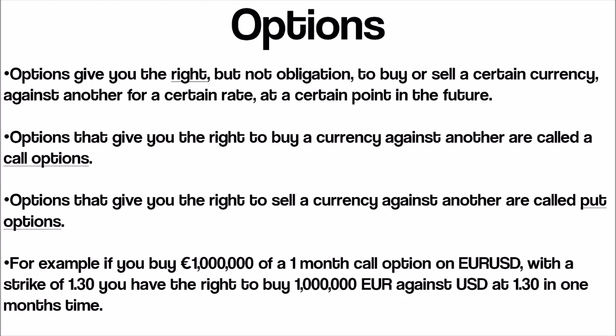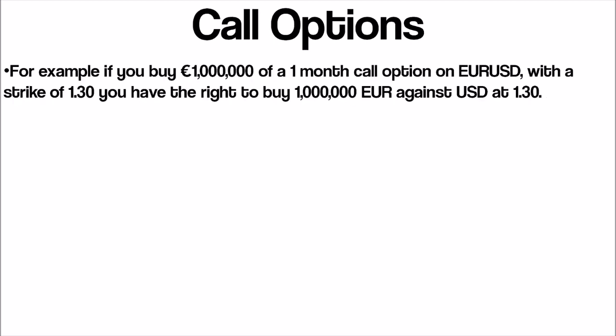So, for example, if you buy a 1-month call option on 1 million euros on euro-dollar with a strike of 1.3, what that means is you have the right to buy 1 million euros against dollars at an exchange rate of 1.3 in 1 month's time, when the expiration date is, but it does not oblige you to do that. So let's look at this example.